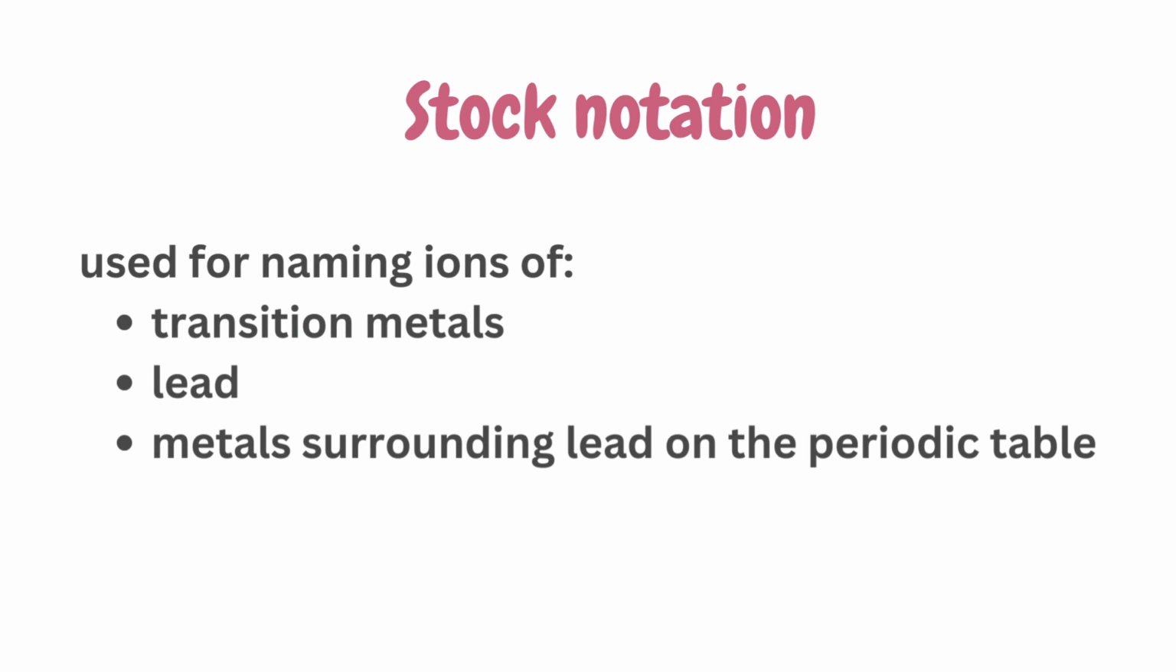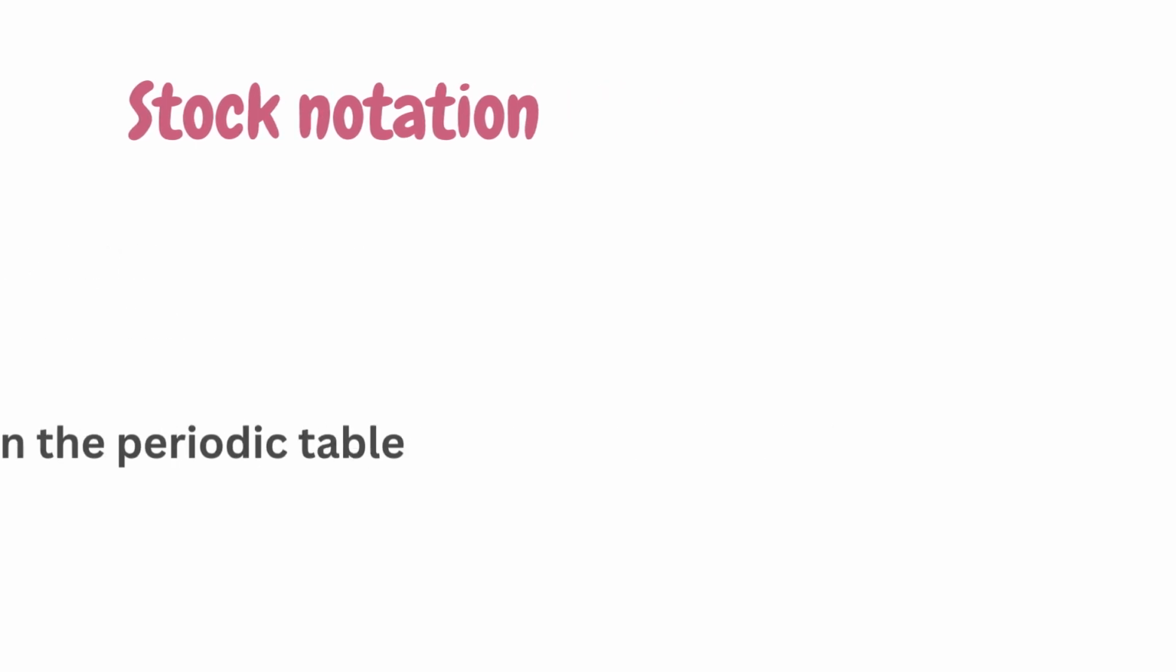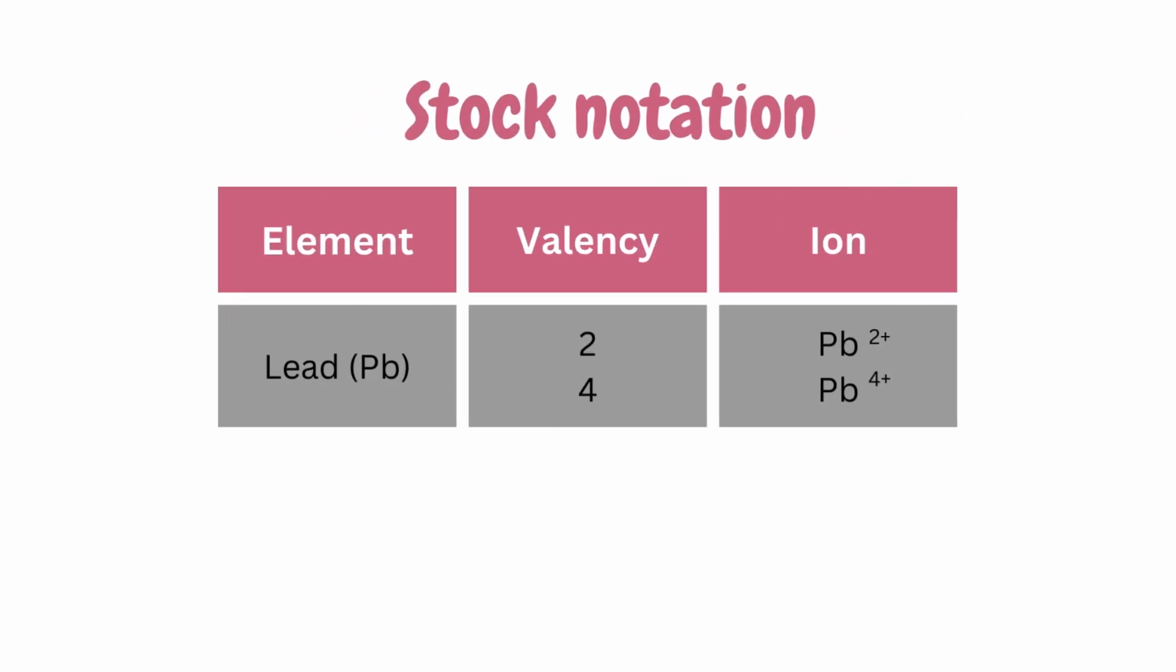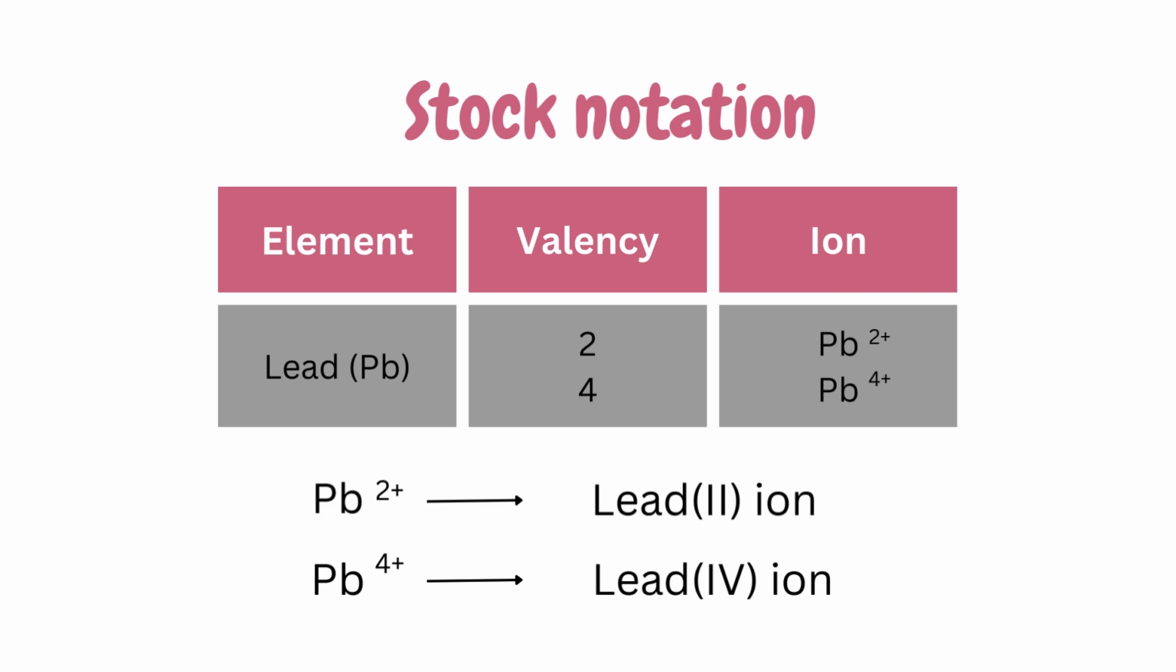Stock notation is used not only for transition metals, but also for lead and the metals surrounding lead on the periodic table. For example, lead can form Pb2+ and Pb4+. We would name these lead(II) ion and lead(IV) ion, respectively.